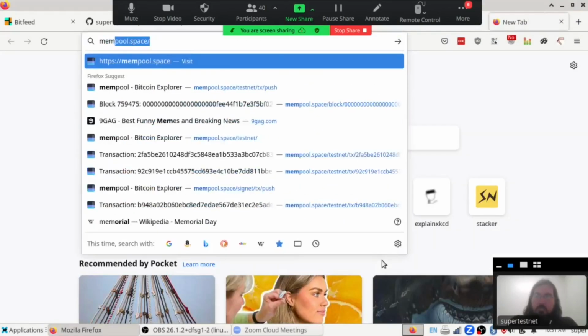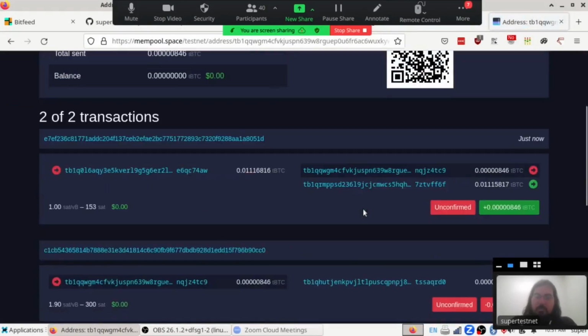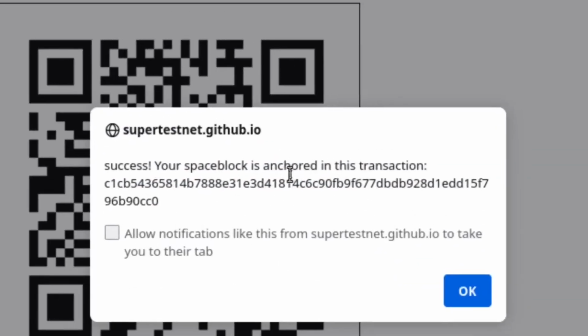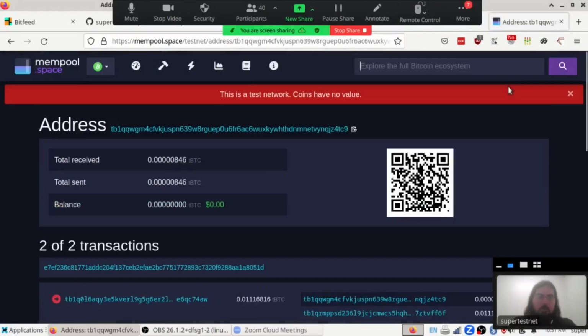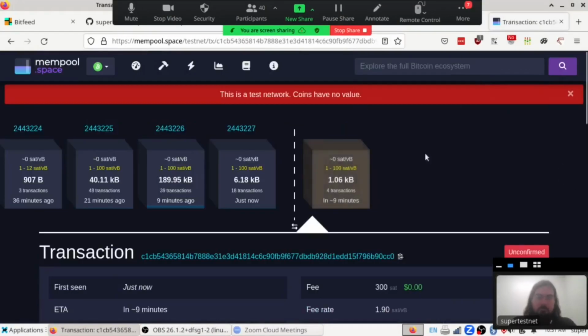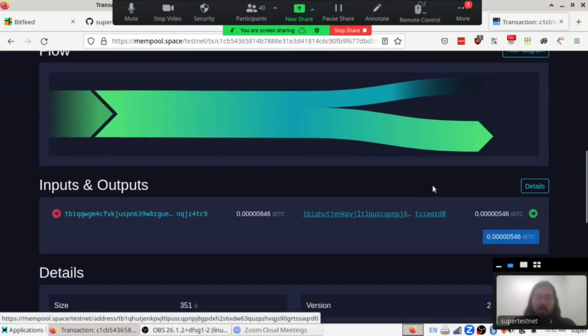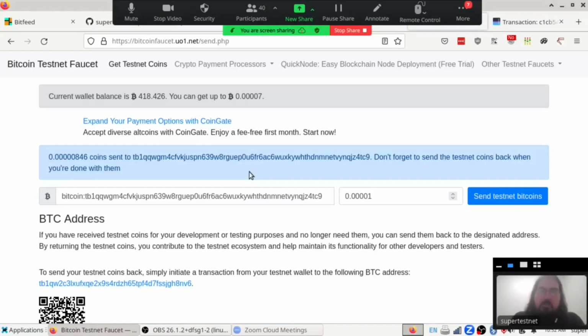Let me go check that address, see if the money's arrived yet. And it has. The money arrived, and success. It tells me the money arrived, your Spacechain block is anchored in this transaction. So let's go see it. There's our little transaction. It's in the mempool waiting to get mined. And just like I told you, it's got a little witness data in here, a 32-byte string, referencing the hash of the sidechain block.